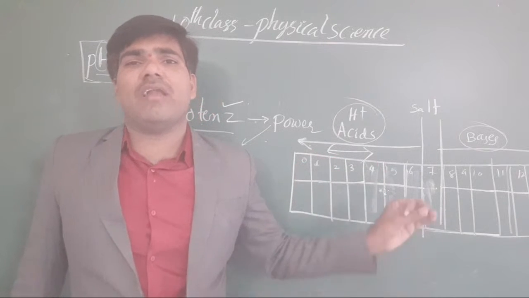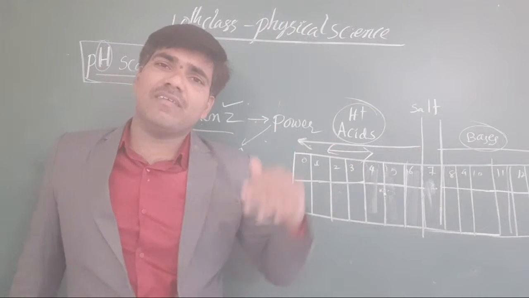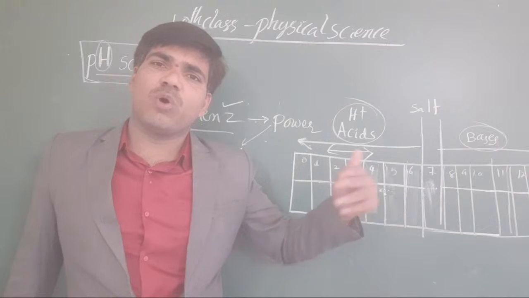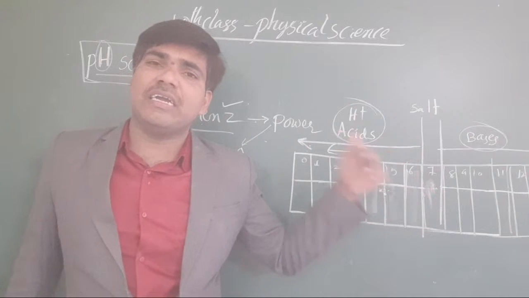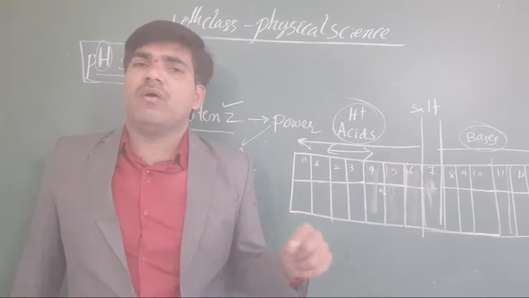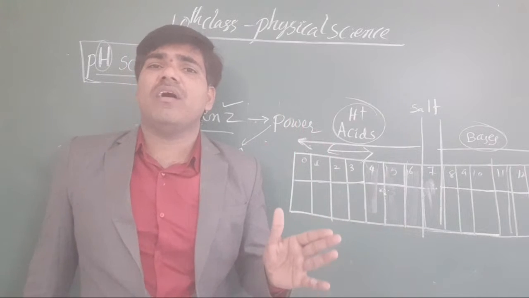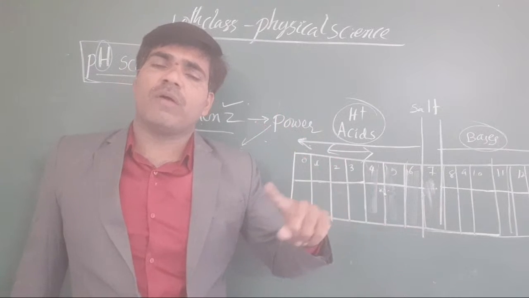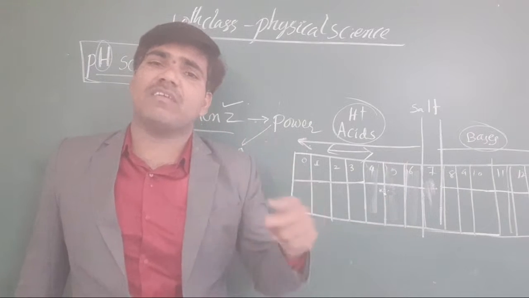Now, if the pH value is less than 7, it is called an acid. If it is greater than 7, it is called a base. When the value goes away from 7 toward 14, it indicates the strength of bases. When it goes from 6 down to 1, that indicates the strength of acid. In other words, when the pH value moves from 0 to 6, the strength of the acid decreases and the weakness of the acid increases.